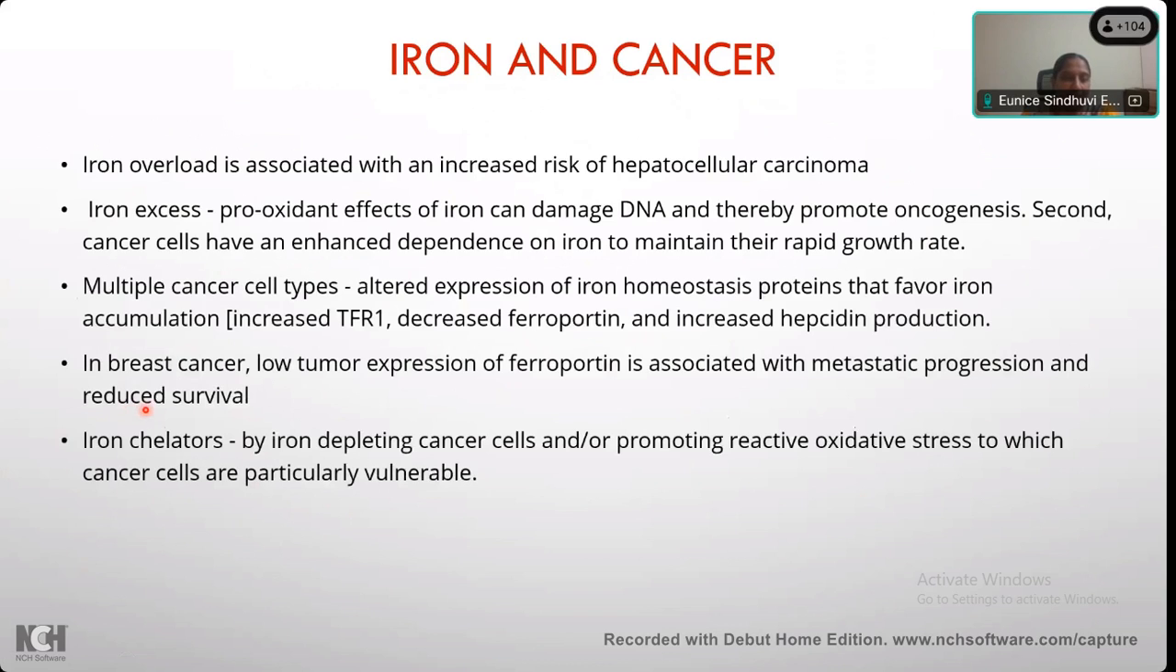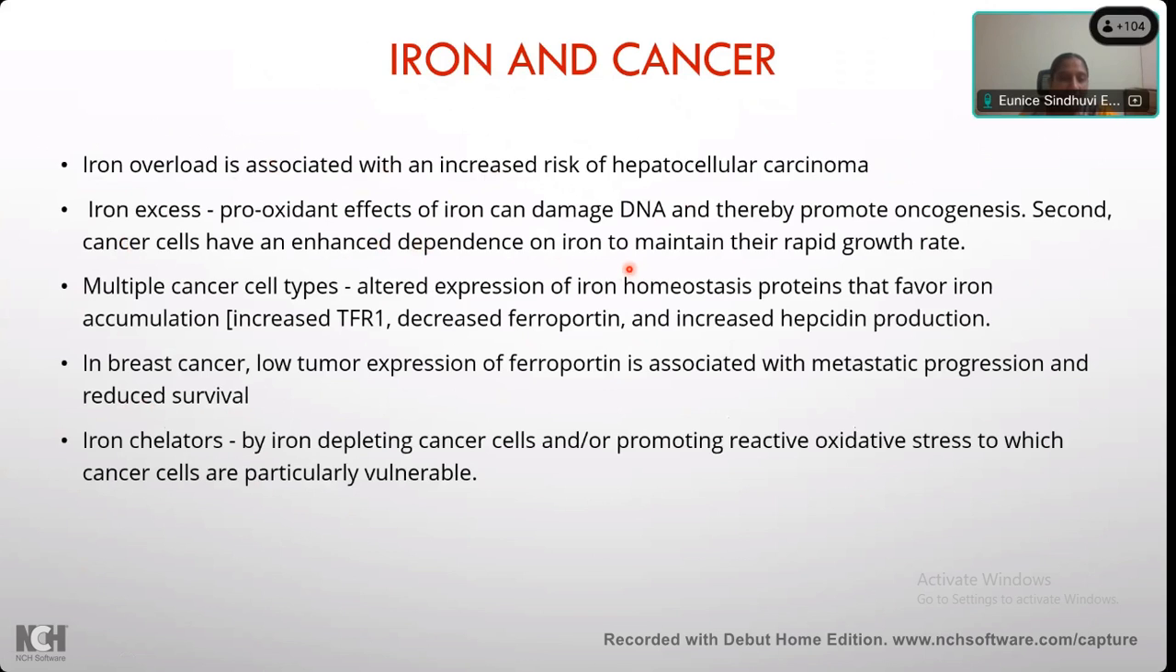And a lot has been studied about iron and cancer, and people with hemochromatosis have an increased risk of hepatocellular carcinoma, because we know that iron is a pro-oxidant and can damage DNA and then promote oncogenesis. And second, we know that cancer cells have an enhanced dependence on iron to maintain their rapid growth rate.